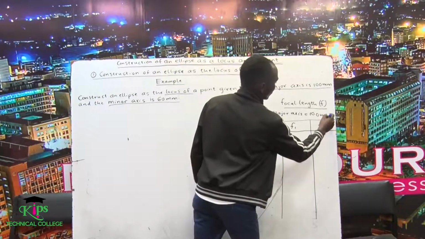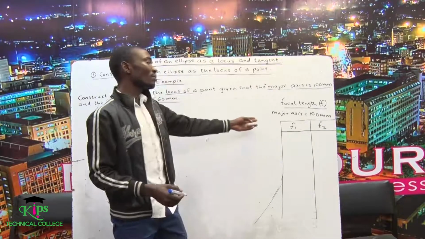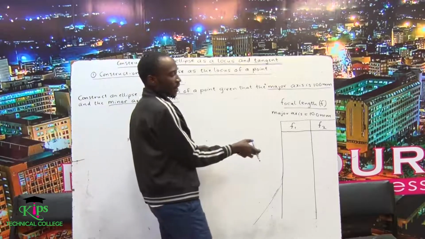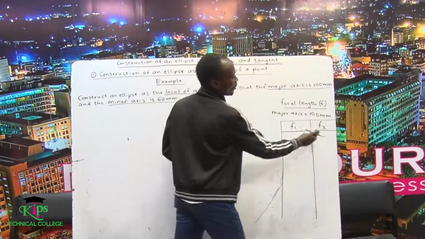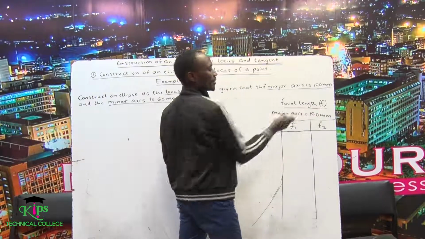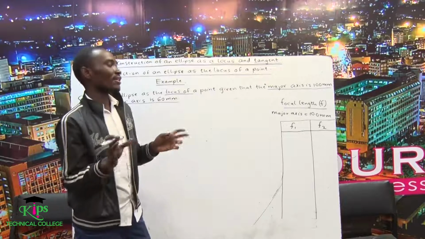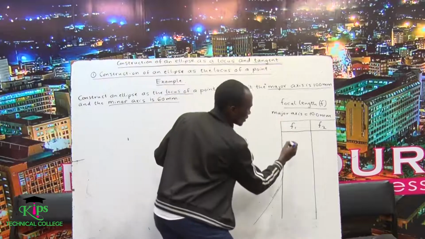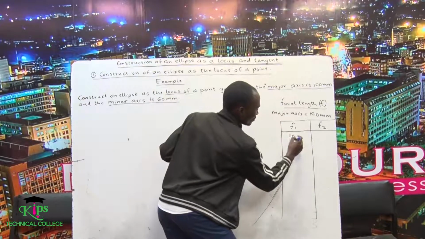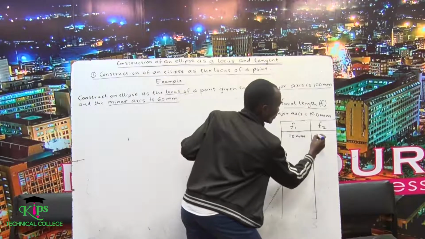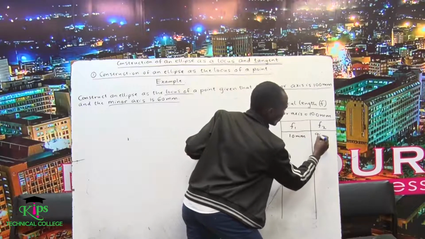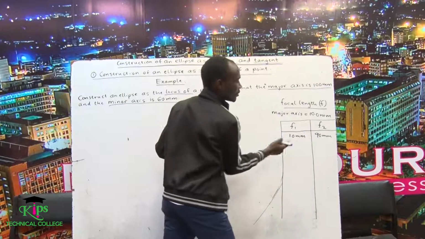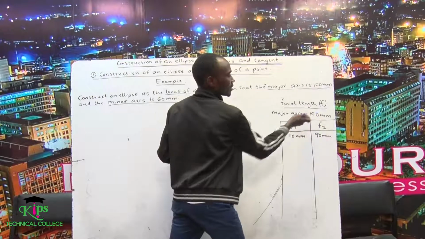100 millimeters. So you need to group this major axis in such a manner that whatever you add between these two focal lengths, you should again get the 100 millimeters. So let's first of all start with a difference of 10. So if F1 is 10 millimeters, 90 will be F2. So if you add 10 plus 90, you will again get 100 millimeters.